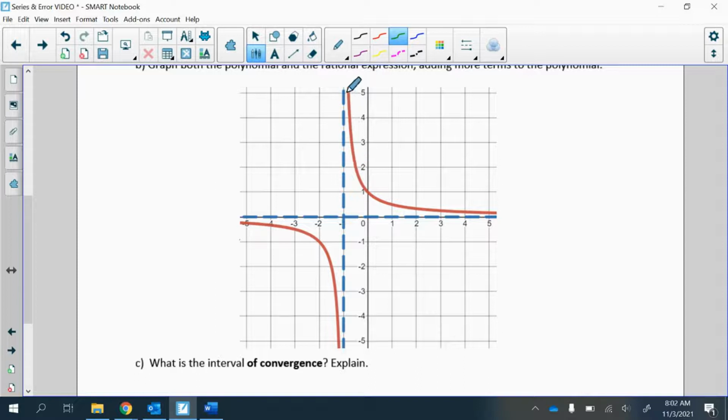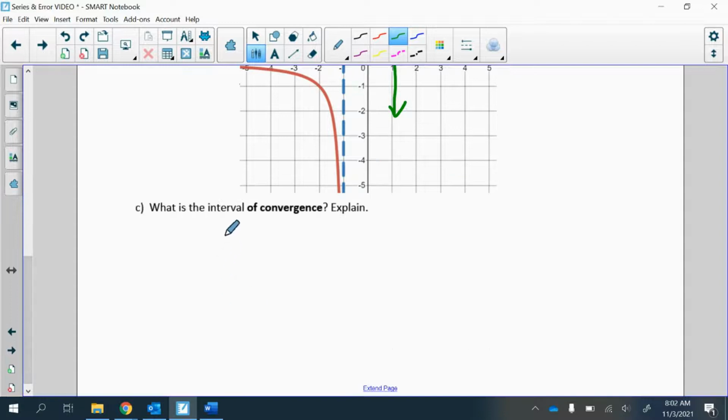So my graph looks something like this: mimics, mimics, mimics, mimics, and then depending on whether I end with an even exponent or an odd exponent, it ends up diving one way or the other away at 1. So the interval of convergence is once again -1 to 1. And that's because the absolute value of r, which is the absolute value of negative x, must be less than 1. And that works from -1 to 1.